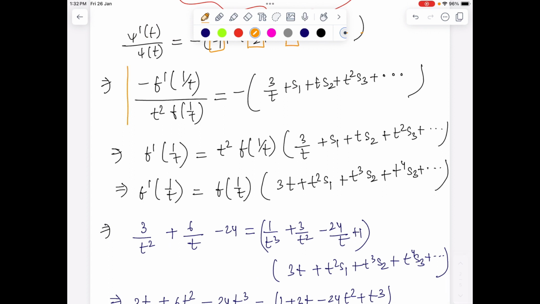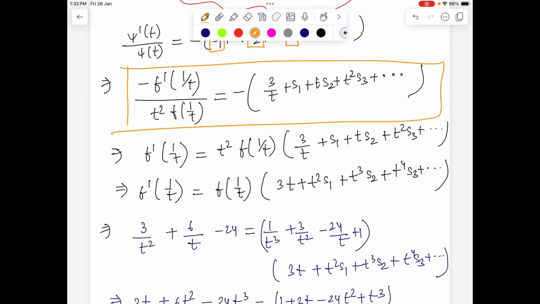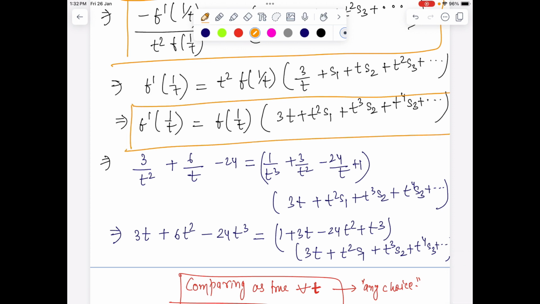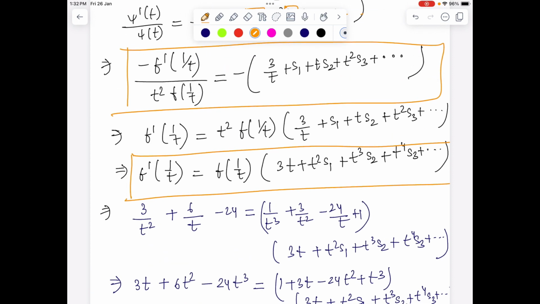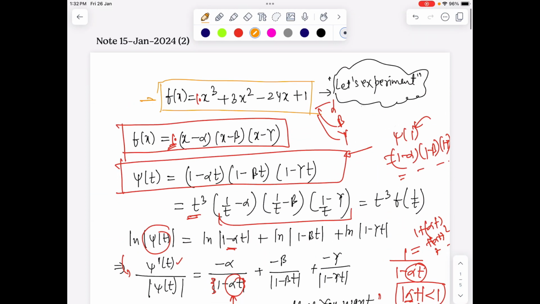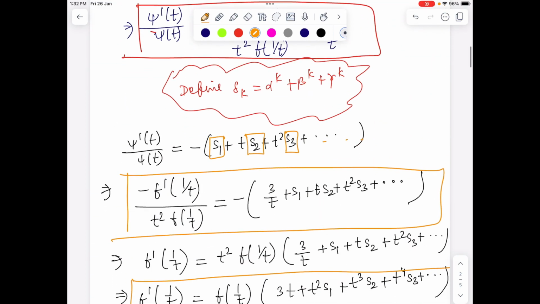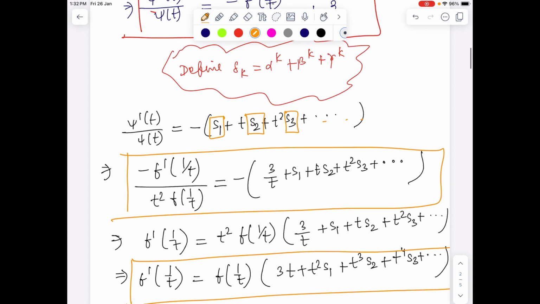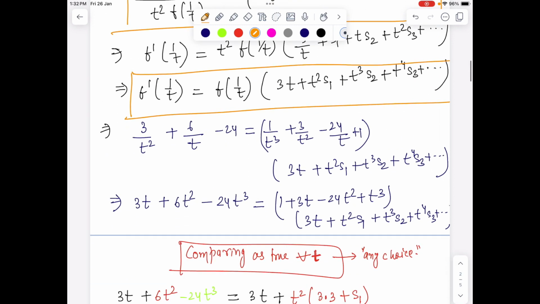Now just plug all these values of psi dash by psi in terms of f, and we got this expression at last. f dash(1 by t) is f(1 by t) times 3t plus t square s1, t cube s2, and so on and so forth. Now f(t) is already known to us because the function is given. So for f(1 by t), we can simply put 1 by t instead of x. And we can differentiate that function and put 1 by t, so f dash(1 by t) is known. By plugging all this, we got finally this expression.